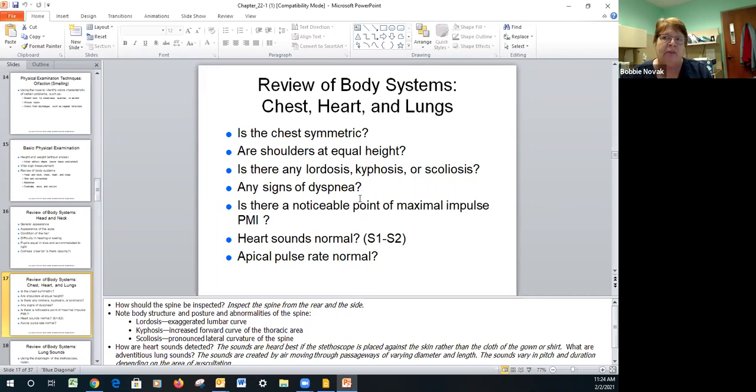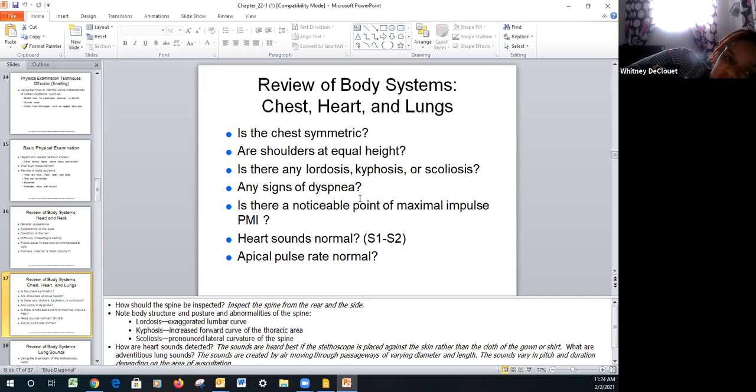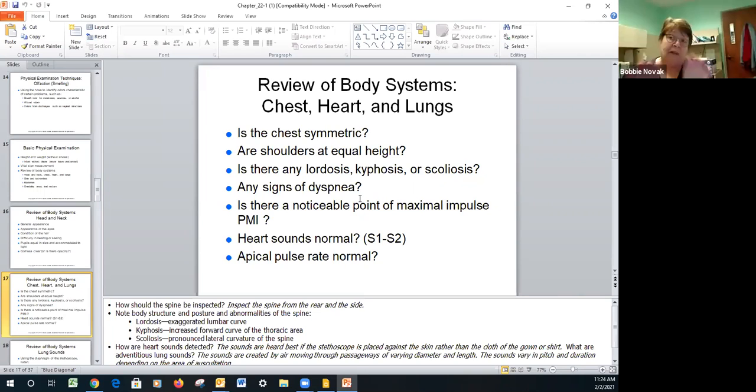But what are we going to do after we inspect? Inspection is first. What's the second step? Auscultate. No, we're going to palpate, right? You're going to see if the lungs are expanding equally. You're going to see if you can feel that point of maximum impulse. Okay. Then we're going to auscultate. And we're going to listen to heart sounds.